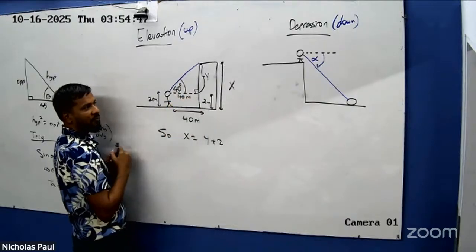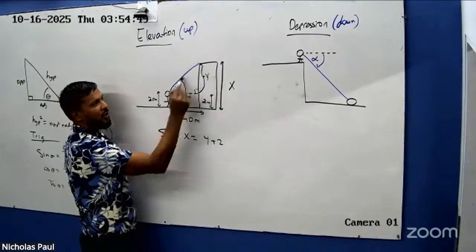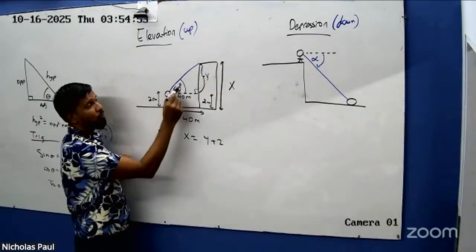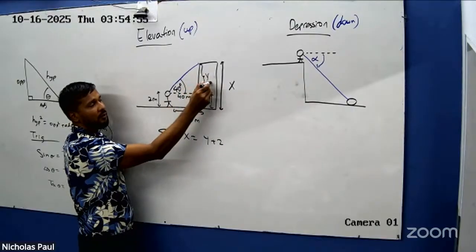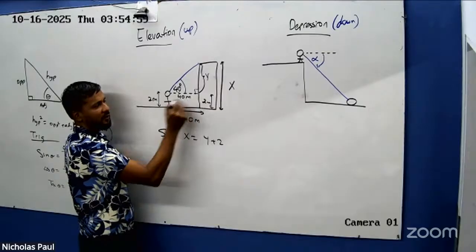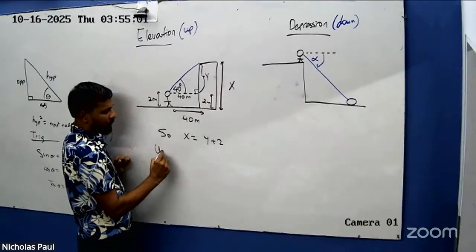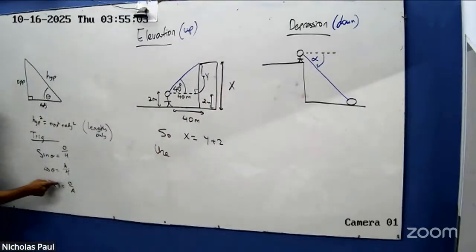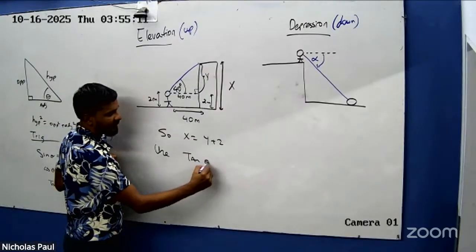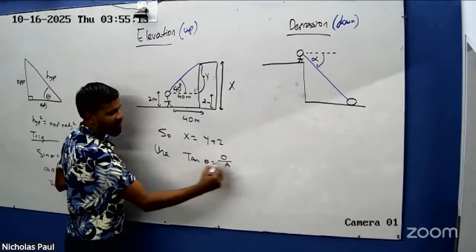So my first question to you is, what type of triangle is this? Right angle, right? What is this side called? Opposite. And so what are we going to use? We have opposite and adjacent, so we're going to use tan. Everybody okay with that? So we're going to use tan theta is opposite over adjacent.